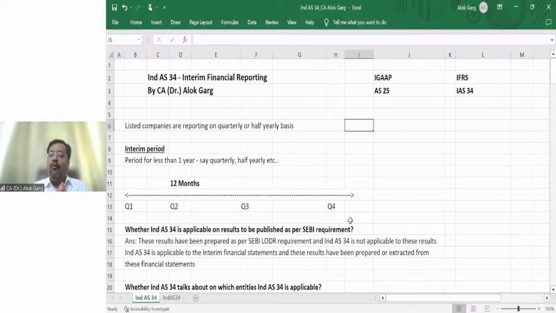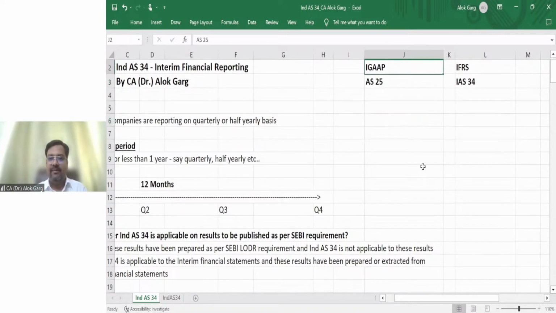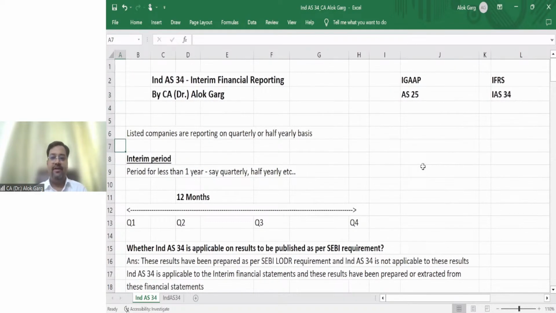Yes. Now, why is the concept of Ind AS 34 there? Why is the concept of interim financial reporting there? So interim financial reporting means financial reporting for less than 1 year, right? Now tell me, which companies are doing interim financial reporting?